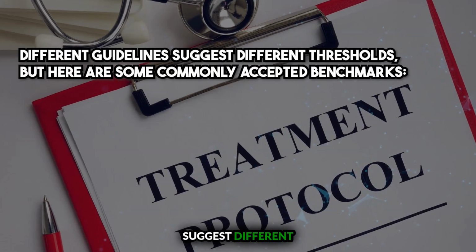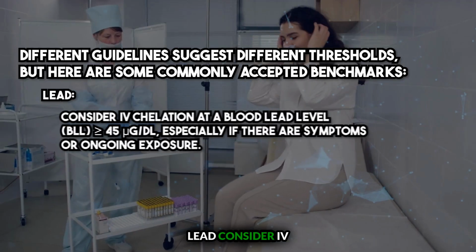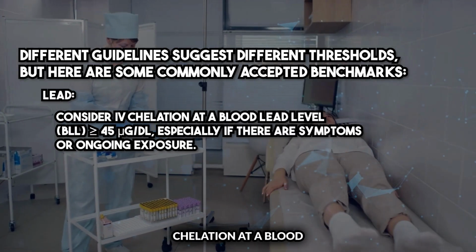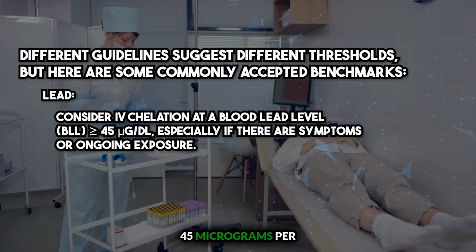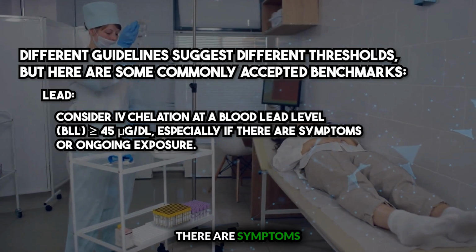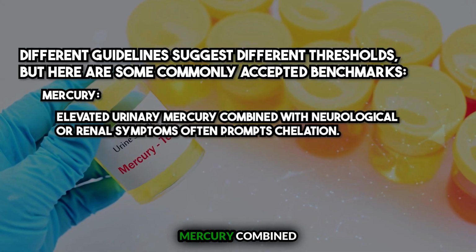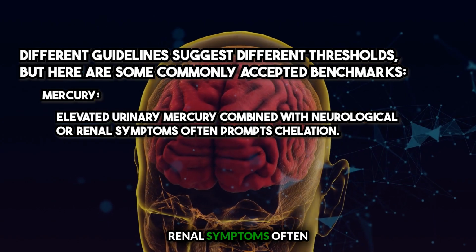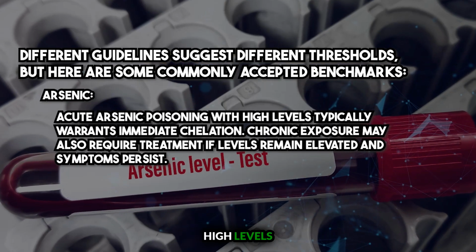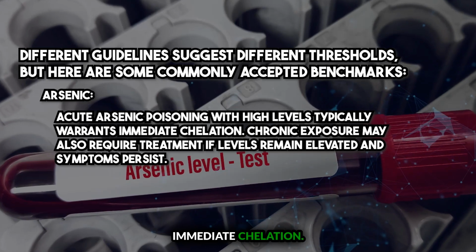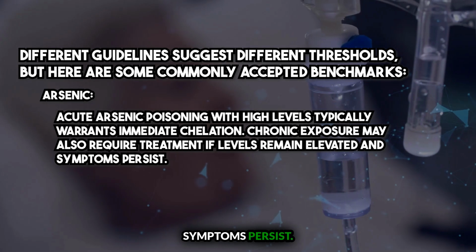Different guidelines suggest different thresholds, but here are some commonly accepted benchmarks. Lead: consider IV chelation at a blood lead level, BLL, greater than or equal to 45 micrograms per deciliter, especially if there are symptoms or ongoing exposure. Mercury: elevated urinary mercury combined with neurological or renal symptoms often prompts chelation. Arsenic: acute arsenic poisoning with high levels typically warrants immediate chelation. Chronic exposure may also require treatment if levels remain elevated and symptoms persist.